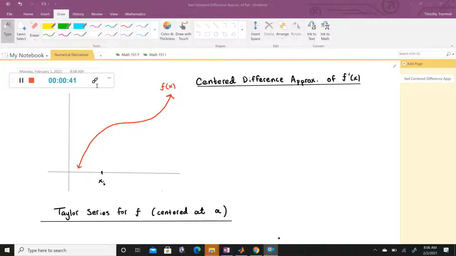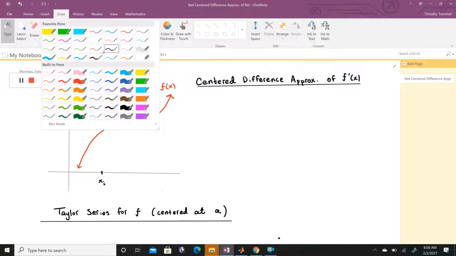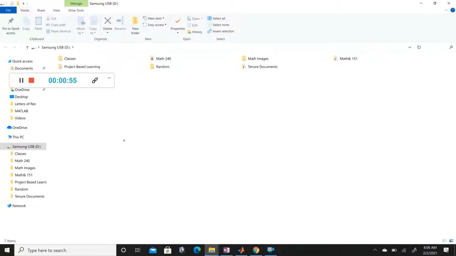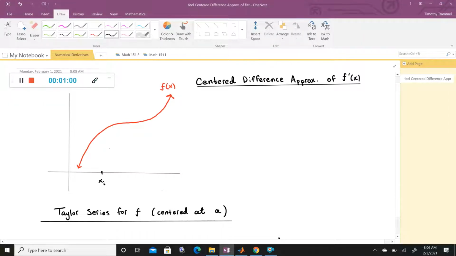Okay, and let's say that we want to find the derivative at x sub i here in this picture. Well, we have a few options on what we could do to find this derivative. One is we could just go a little bit to the right and compute the slope. Or we could go a little bit to the left and compute the slope. Those two situations are describing what are called forward and backward difference approximations.